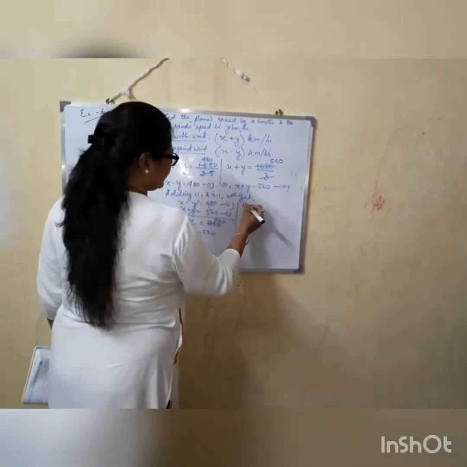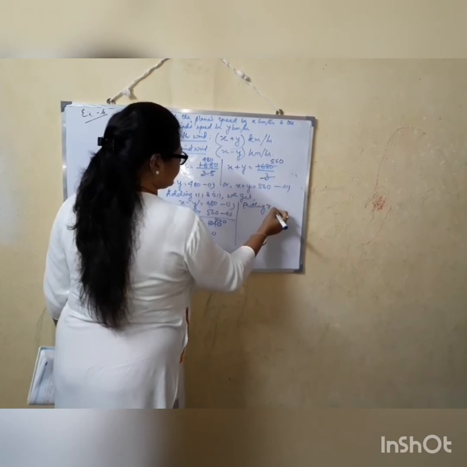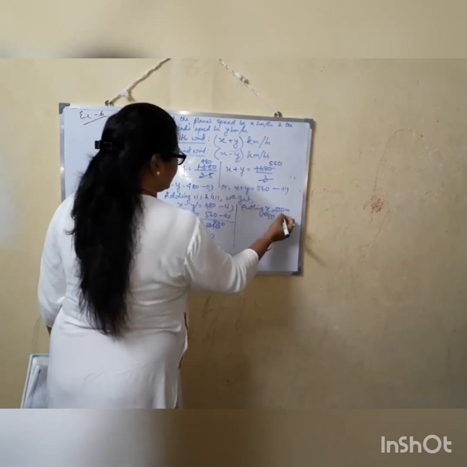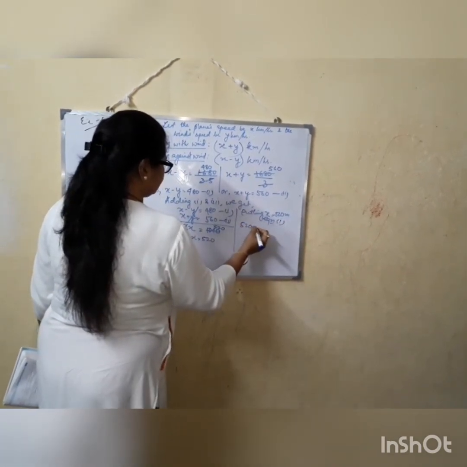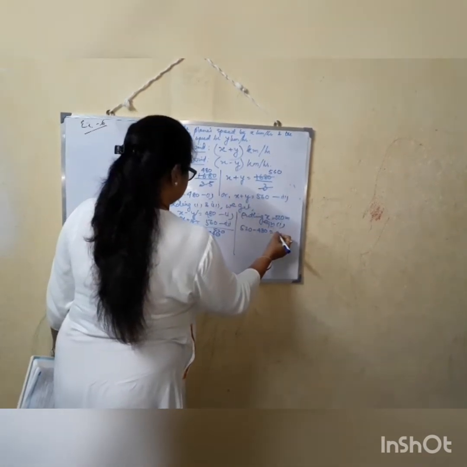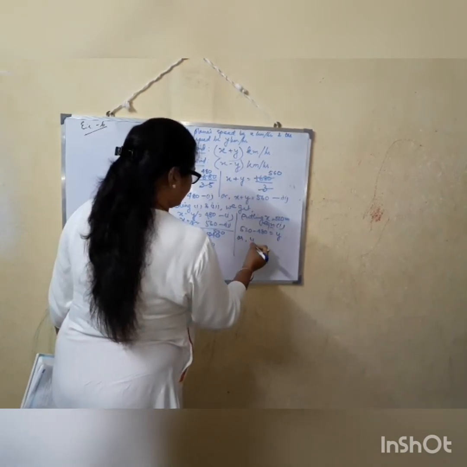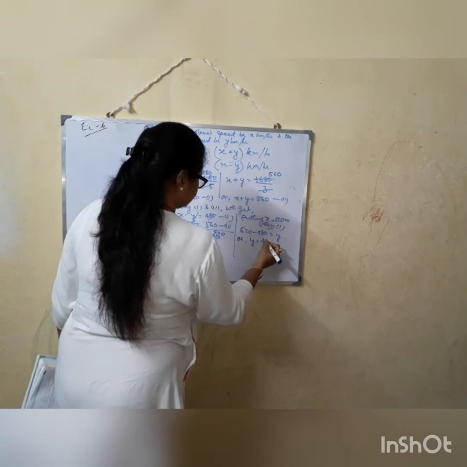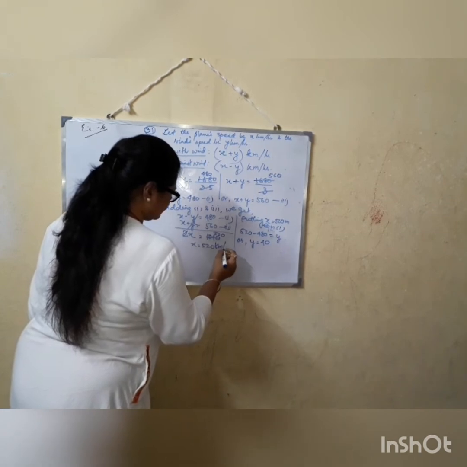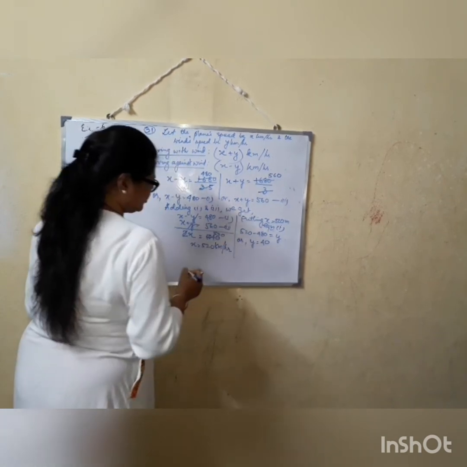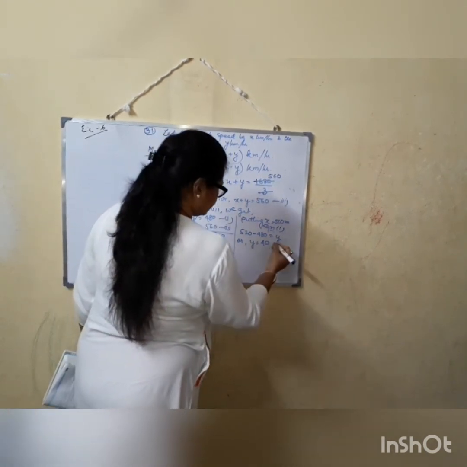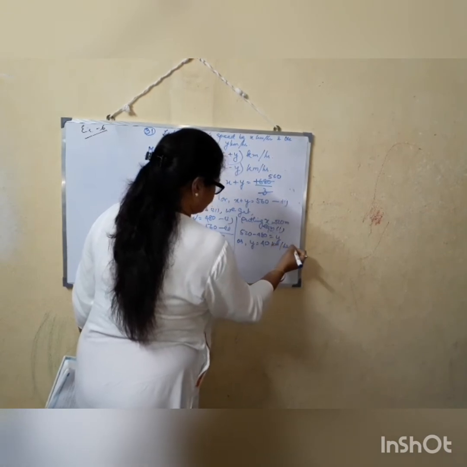Now I put the value of x, putting x equal to 520 in any one of the equations of your choice. In equation 1, 520 minus 480 is equal to y, or y equal to 40. So speed of the plane is 520 km per hour and speed of wind is 40 km per hour.